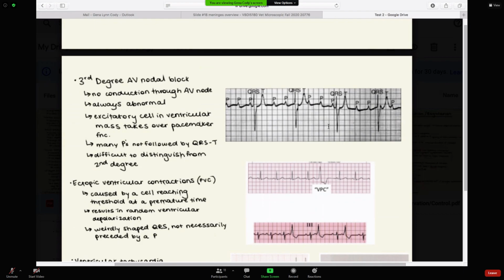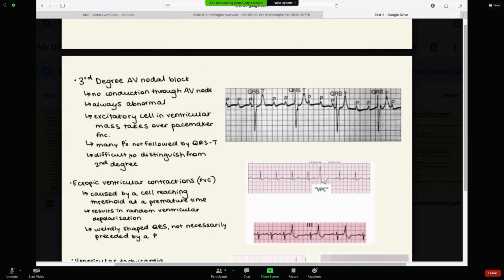So say I'm running and I need my heart to beat faster. I can get sympathetic innervation to my SA node. But I don't have sympathetic innervation, or parasympathetic innervation, to my excitatory cells in my ventricles, right? So it can't react the same way as the SA node would to accommodate the needs of the body.